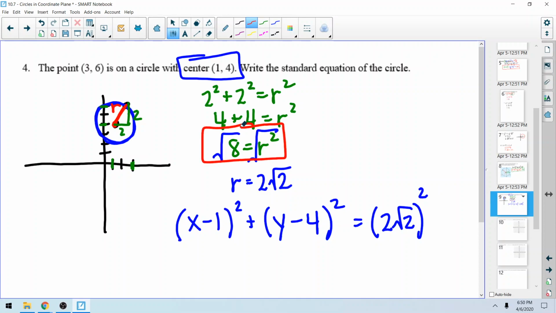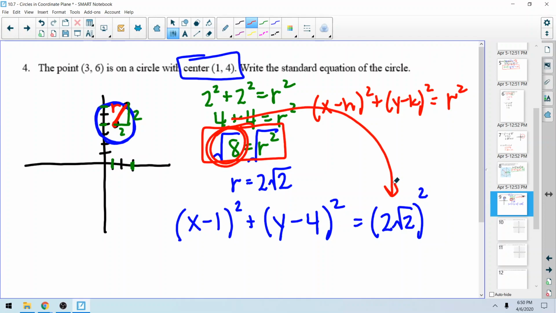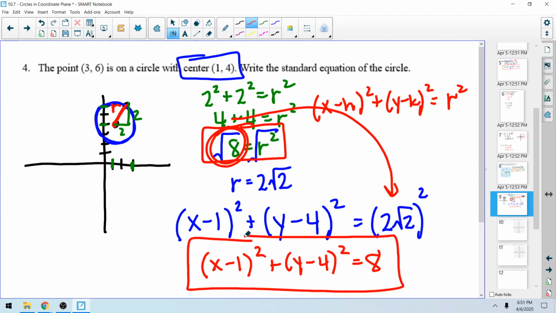Okay, another way to think about that: remember in your formula you have (x - h) squared plus (y - k) squared equals r squared. Well, right there is r squared. It's 8, which means you're going to put it right there. So we didn't actually even need that last step. But final answer, (x - 1) squared plus (y - 4) squared equals 8. And that's the standard form of that equation. And I guarantee you there's one of those on your test, so make sure you know how to do that.